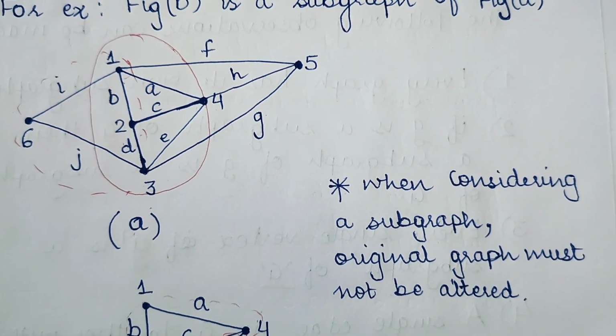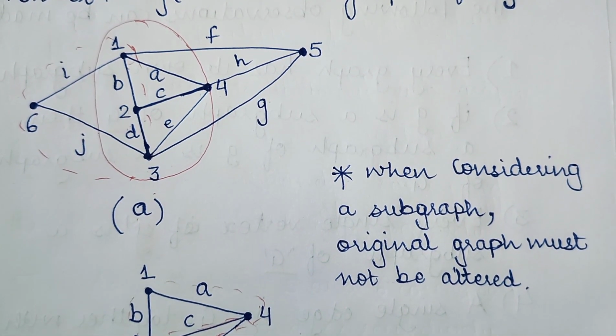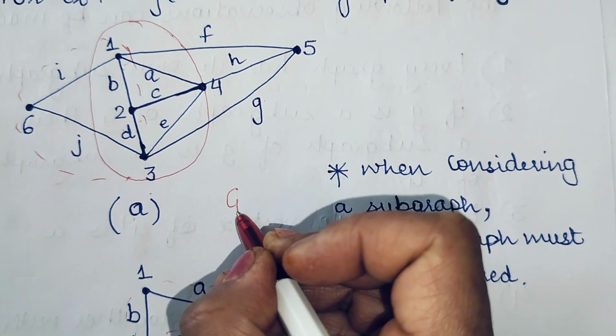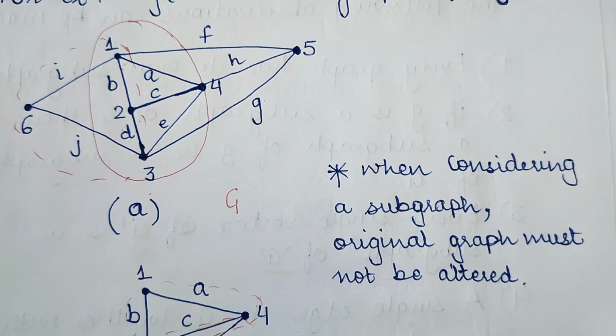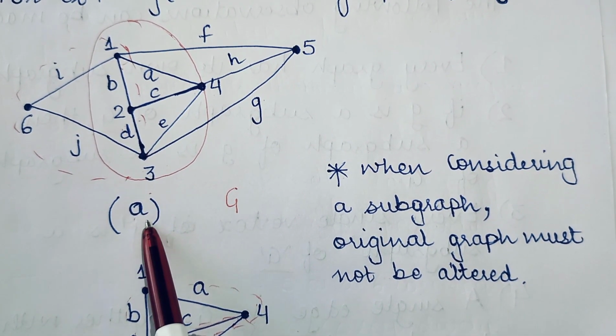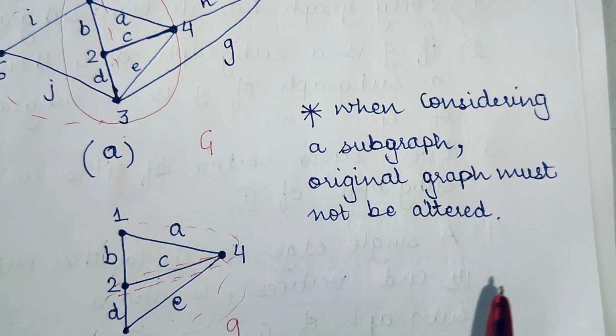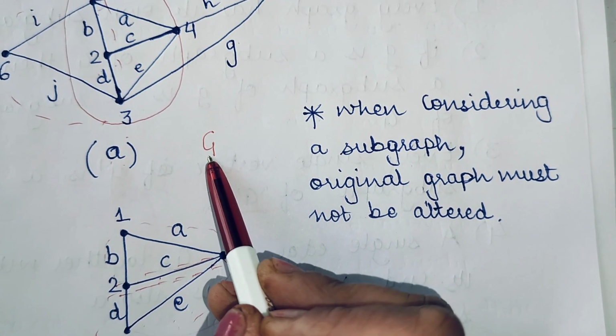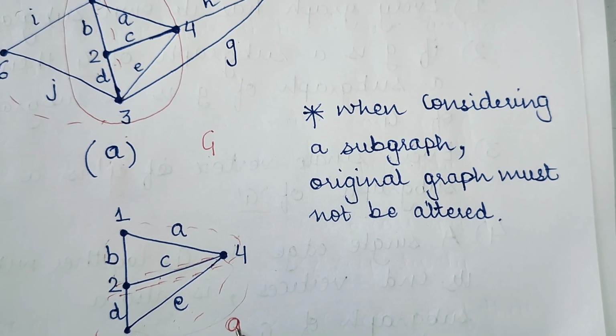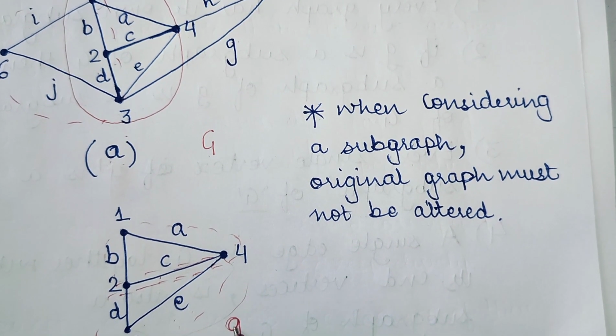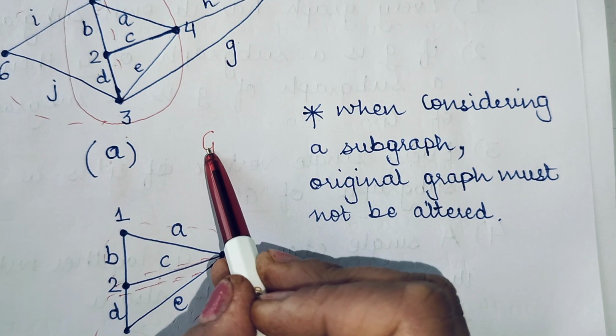Now the subgraph: if I call the graph in figure B small g and the graph in figure A capital G, then as per the observation, if G has a subgraph, then the subgraph of G is a subgraph of capital G also. If this small g has a subgraph, then the subgraph of small g is also a subgraph of capital G.